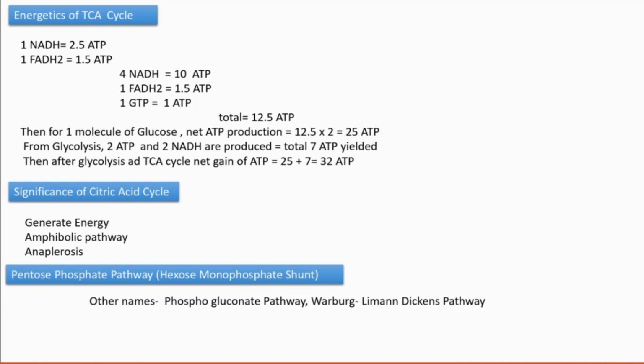for glucose metabolism. Then there are some other names also for this pathway apart from this: hexose monophosphate shunt. So, which are the names? Phosphogluconate pathway. If in your university examination a question comes asking to write about the phosphogluconate pathway or the Warburg-Lehmann-Dickens pathway, all these are regarding this pentose phosphate pathway.